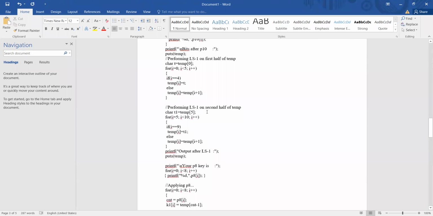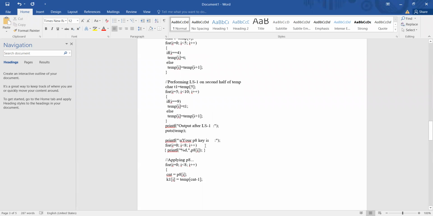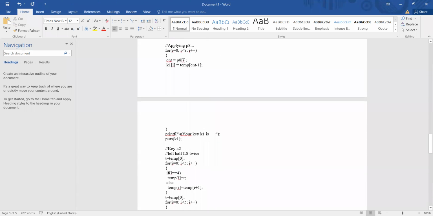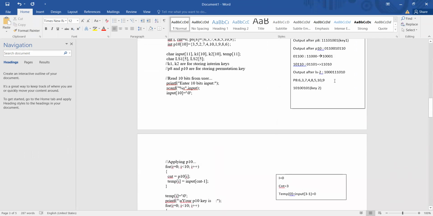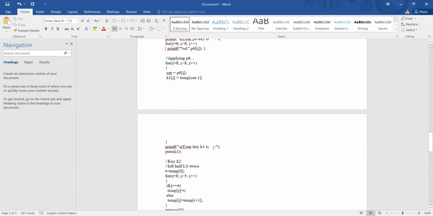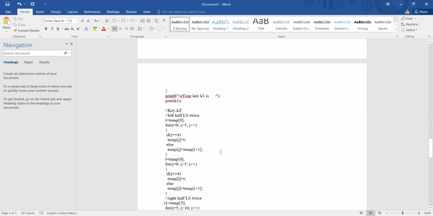After doing that, we are left with the p8 rearrangement. Here we will display the p8 key elements with this printf statement, and then we apply it the same as the p10 rearrangement. Finally, the 8 bits which we have generated from the p8 rearrangement is nothing but key 1. And now we are going to print this. I already said that the process for k1 and k2 is the same, but we have to apply the left shift twice instead of once. Generation of k2 will start from here.